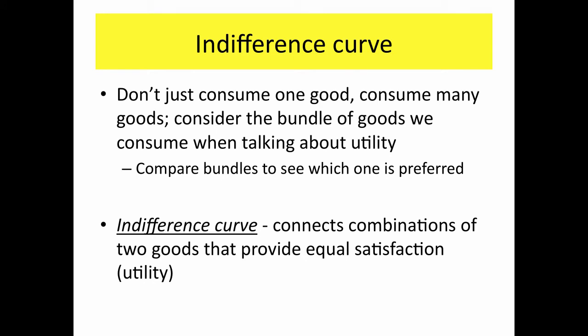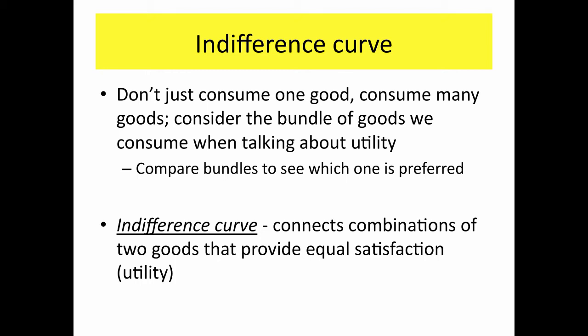Now, we're not going to spend a ton of time talking about utility functions, largely because it's very difficult to measure. But we can conceptualize utility functions using something called an indifference curve. All an indifference curve is, is the consumer equivalent of an isoquant. What's going on here is a reflection that we don't just consume one good, but many different goods. So let's consider the bundle of goods we consume when we're talking about utility. What we'd like to be able to do is compare different bundles of goods to see which one is preferred. And we can do that through an indifference curve.